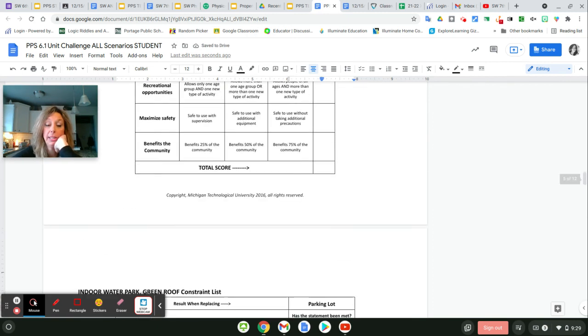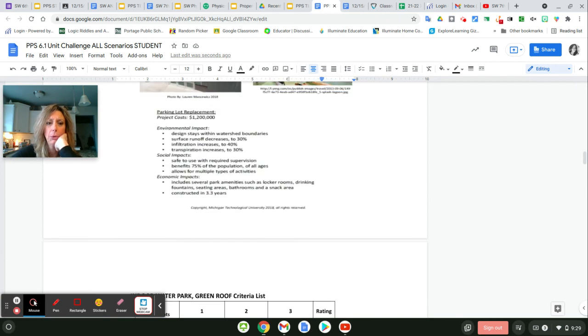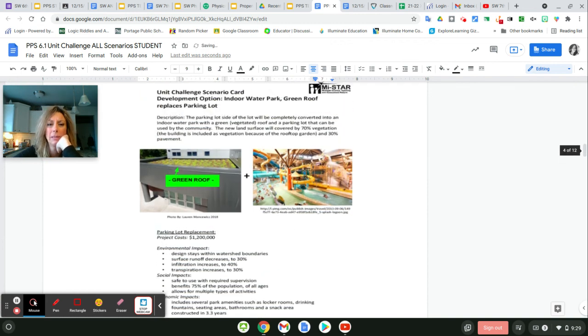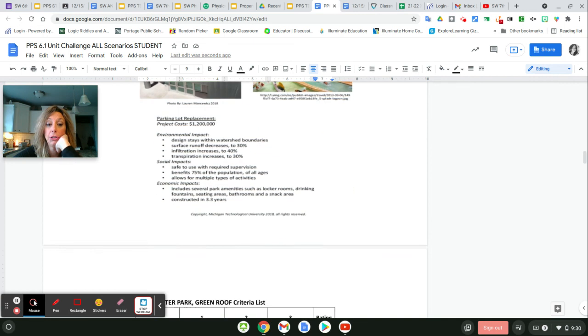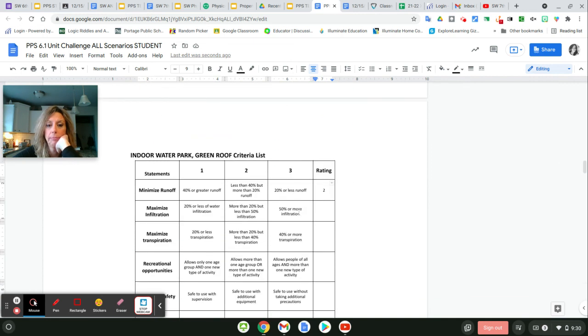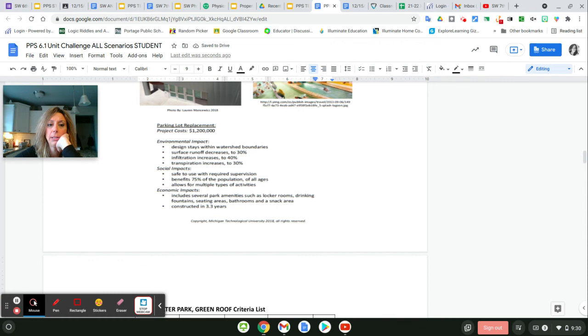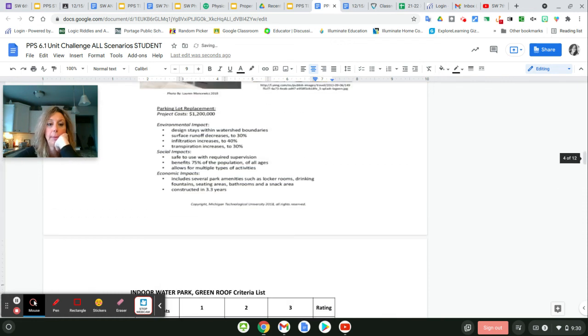And what about decreasing stream flooding? We don't know yet. Okay, so the surface runoff decreases to 30%. So again, that's right in the middle, so that's a 2. The infiltration increases to 40. So that's a 2. The transpiration increases to 30%. That's a 2.